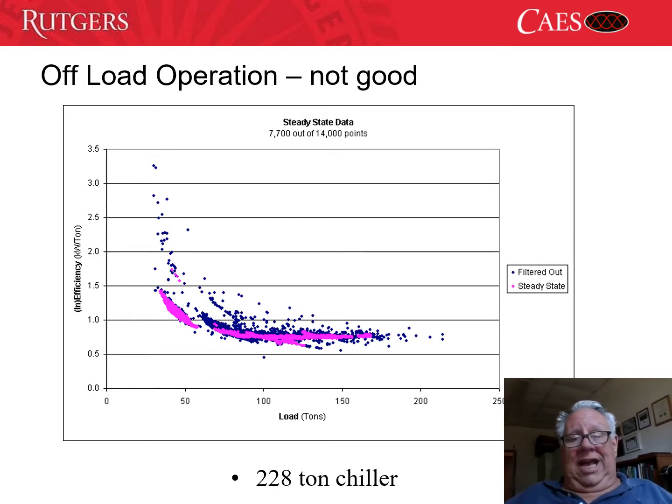Now let's look at the actual performance. This is the kilowatt per ton. So it's sort of inverted from that coefficient of performance, but you want lower here. You want lower kilowatts per ton of cooling. And this is the actual data for a 228-ton chiller. So about 120 tons is about half loaded. And you can see as we go down below half loading, the performance drops dramatically. And so it's a well-known fact that off-loaded chillers, anything loaded 50% or below, is not a good idea.